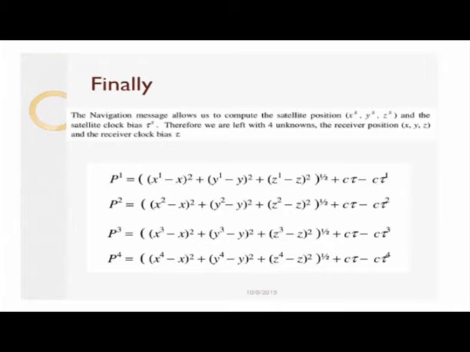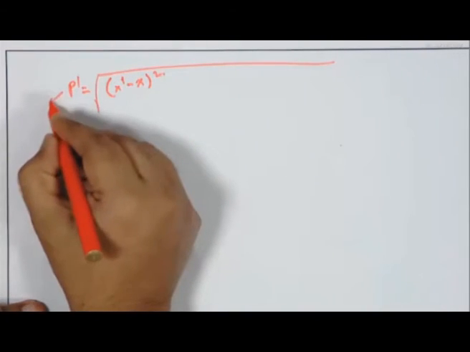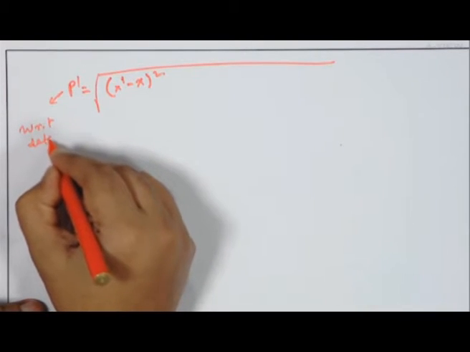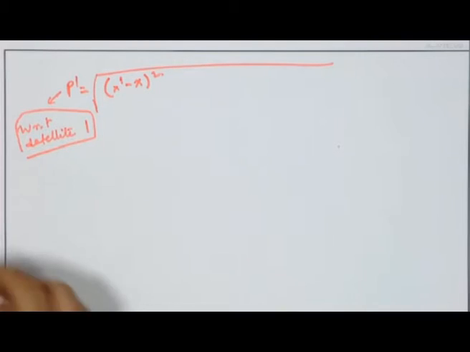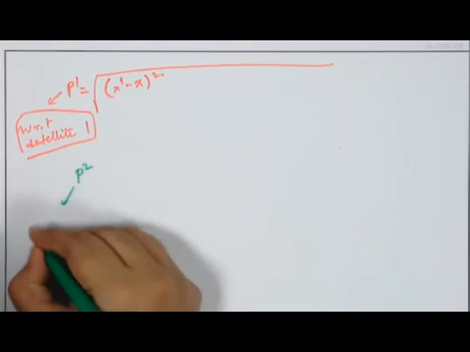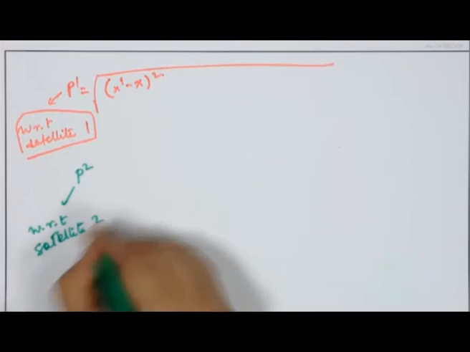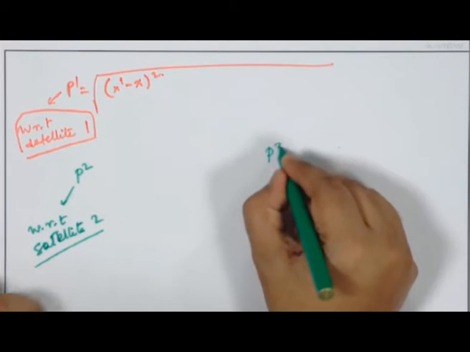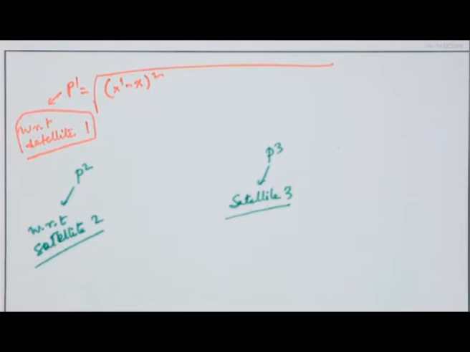equations like P1 is equal to the square root of x1 minus x whole square, and so on. This is with respect to satellite 1, this with respect to satellite 2, P3 is with respect to satellite 3. So with all these calculations and fine tuning, for each satellite we are actually getting the exact distance equation.